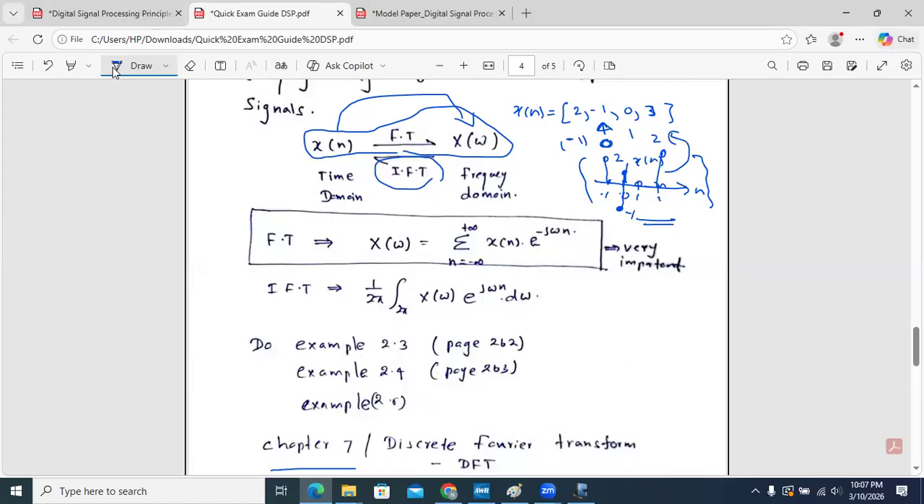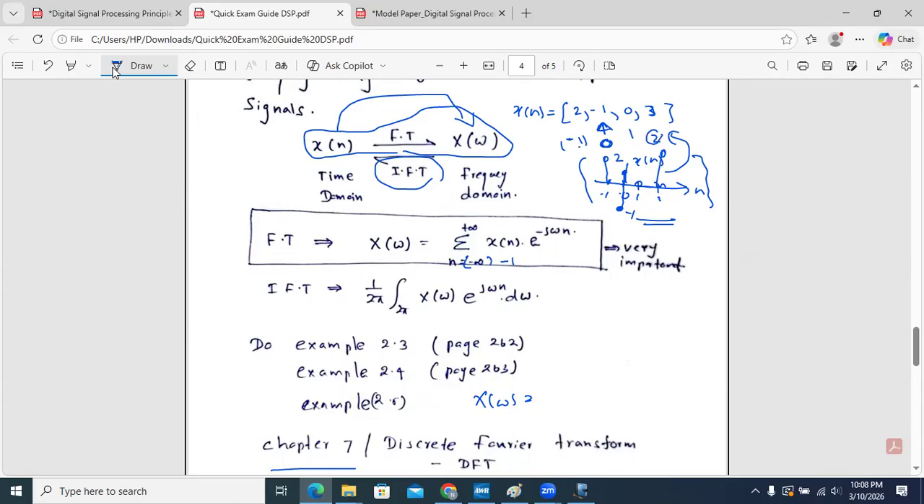So if you are given this kind of one, what do you need to do? You need to use this formula and expand it very simply. So X(omega) for this one, you can see that the limit of n is from -1 to 2.